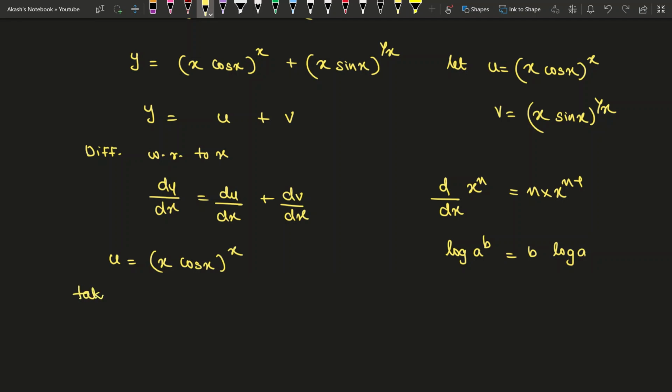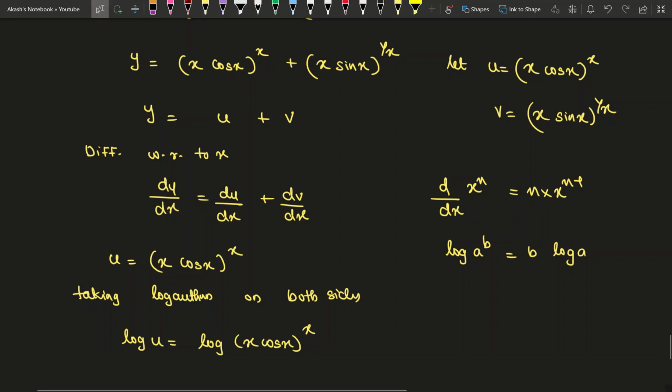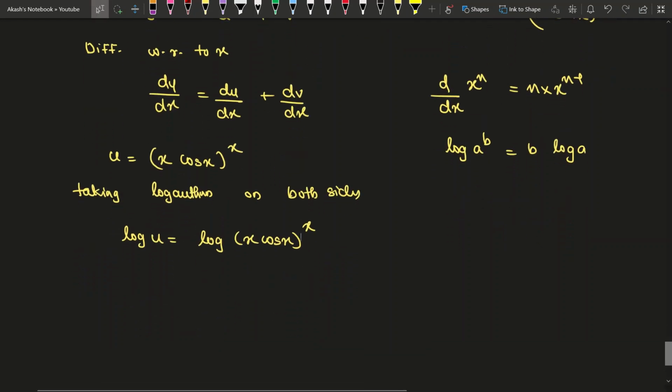So taking logarithms on both sides, what will you get? Log u equals log (x cos x) whole raised to x. We know that log a raised to b equals b log a. Therefore, log (x cos x) whole raised to x will be equal to x log (x cos x), the logarithm of x cos x. Clear?